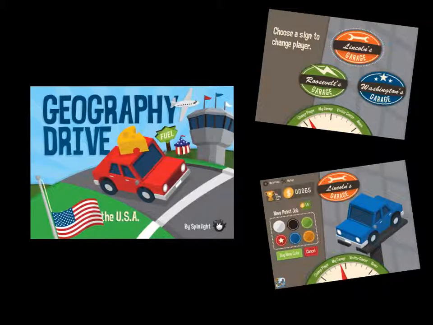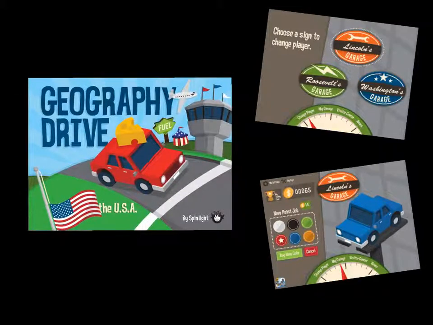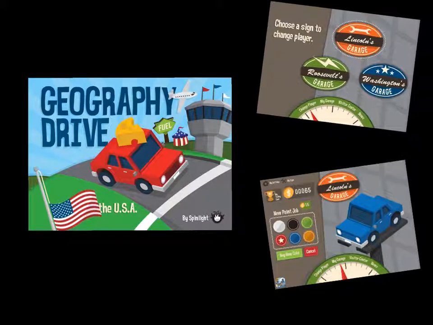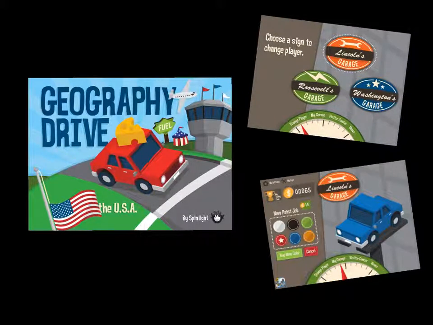This game is super cool in that it takes students on a car ride, as you can see, and it takes them through different things. The first thing they get to do is choose a sign to play for their player. So they can pick Roosevelt's Garage, Lincoln's Garage, or Washington's Garage. So they get a little bit of choice.